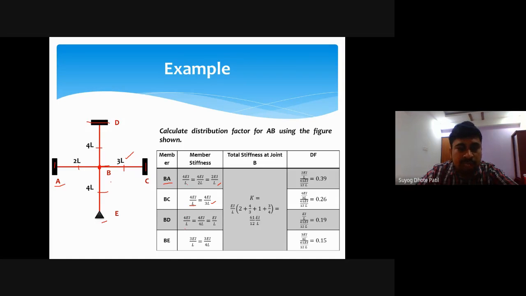So again, 4EI by L. This L value is 4L, so 4EI by 4L, which is EI by L. So EI by L will be the stiffness factor here.